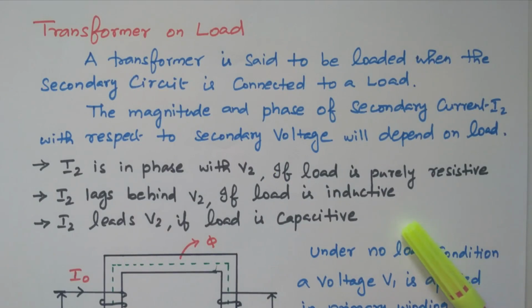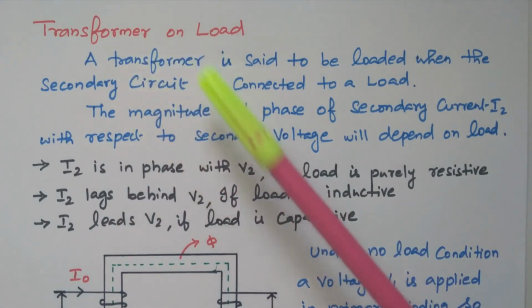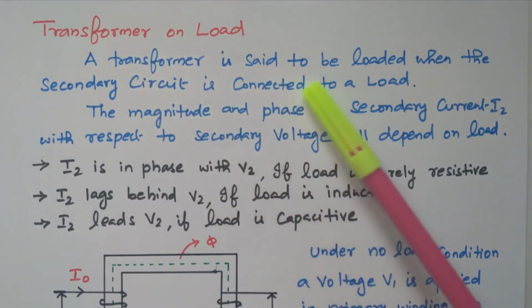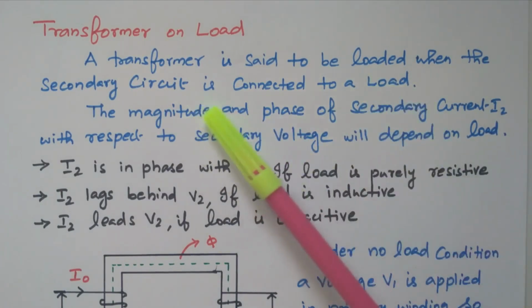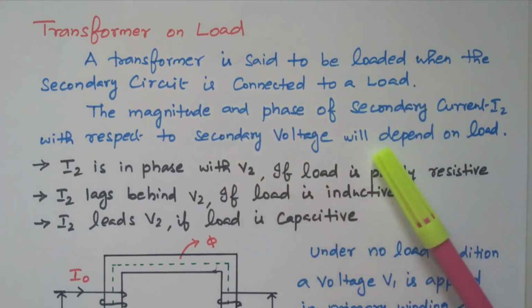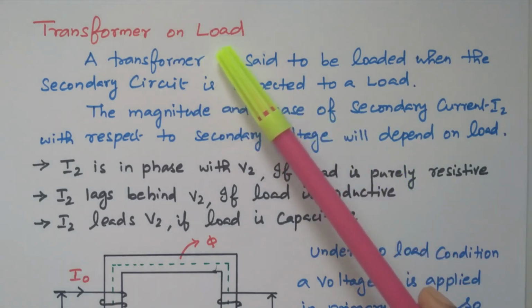Now we will go to the topic, transformer on load. A transformer is said to be loaded when the secondary circuit is connected to the load. We know that the transformer has a primary winding and a secondary winding. If the secondary winding is connected with the load, then the transformer is said to be loaded.